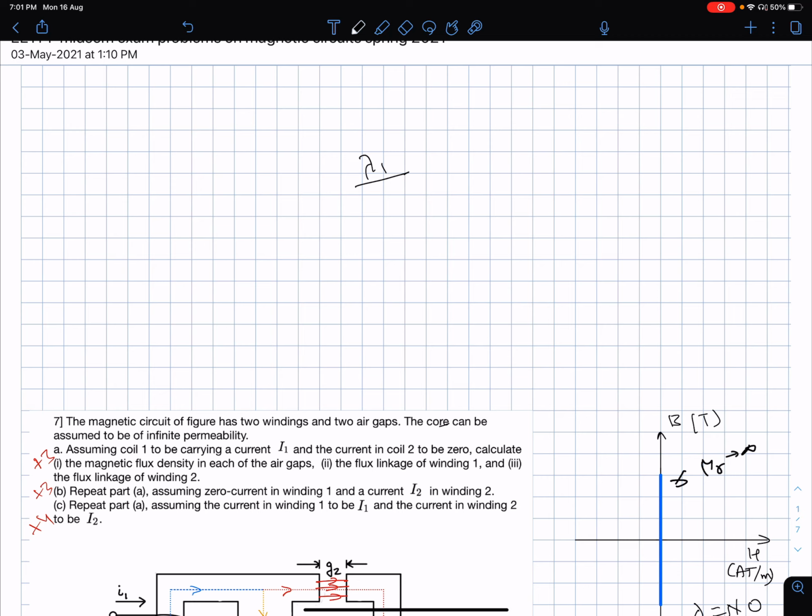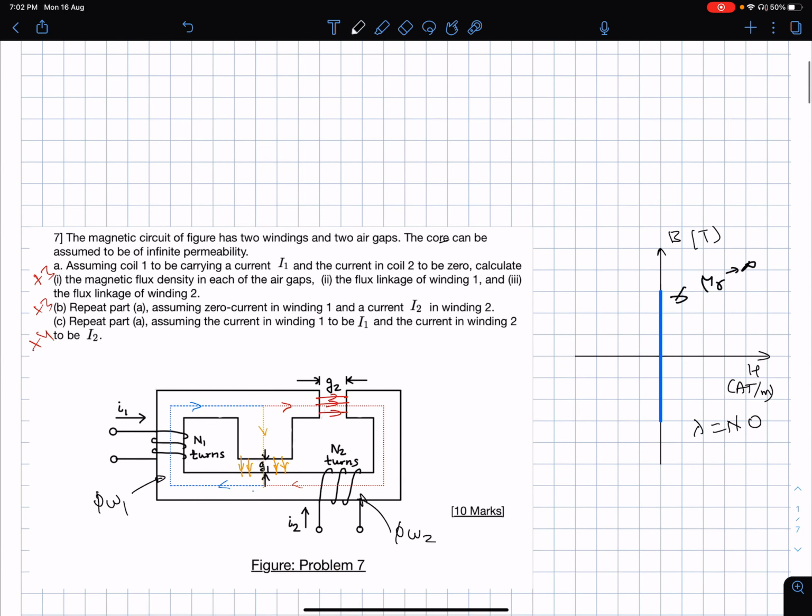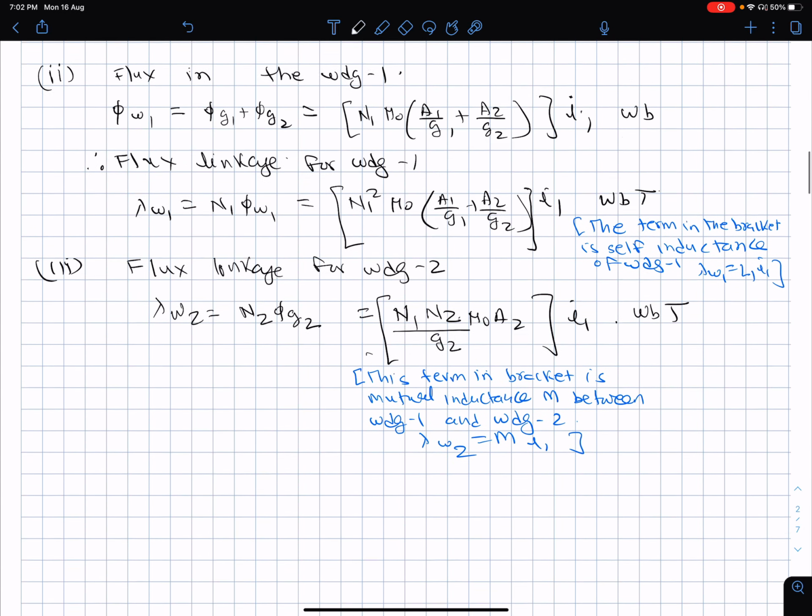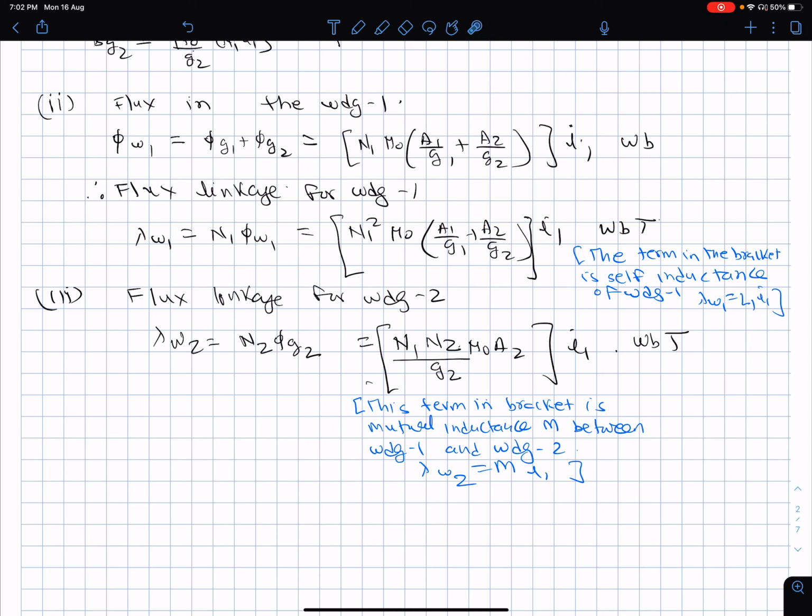Current in I2 is 0, so the second winding is 0, so we don't have to worry about it. So the self inductance of the winding 1 would be lambda W1 by I1, which basically means that this term here in this bracket is the ratio of this by this, which is nothing but the self-inductance of the winding one.